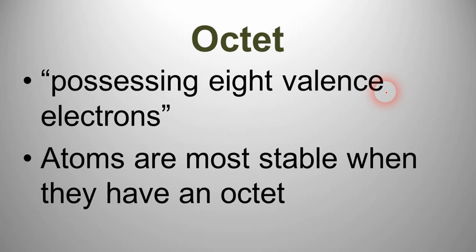And so that means that atoms that don't have an octet are going to do things in order to get an octet. So sometimes they will gain electrons, they may lose electrons. Who knows what they'll do? They'll do all kinds of things to get that octet. Let me show you what I'm talking about.